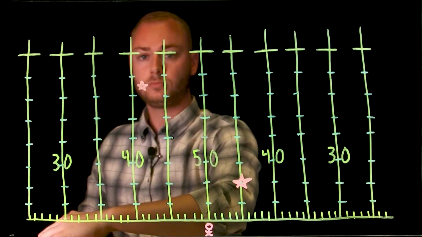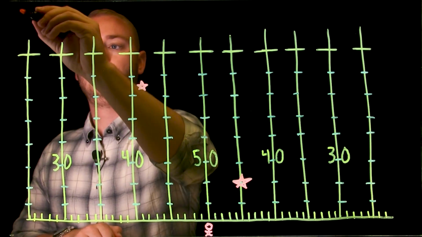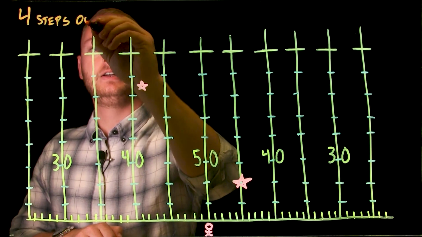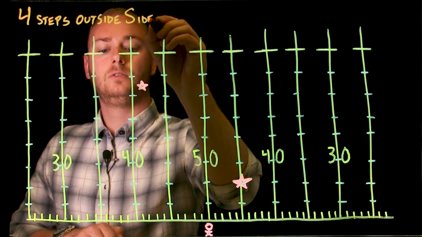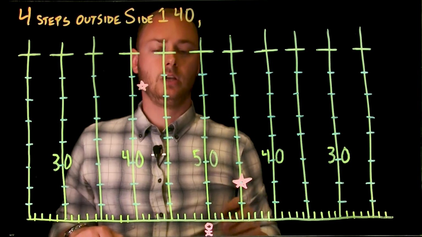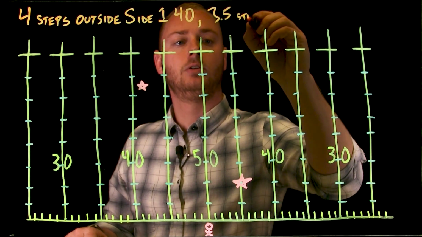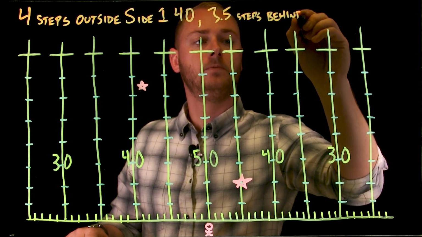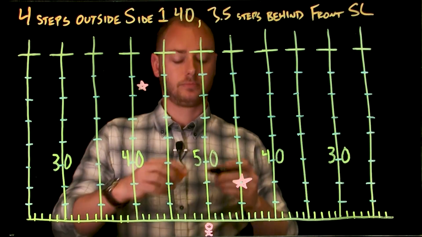Cool. Let's say 4 steps outside side 140 and 3.5 steps behind front sideline. Cool.